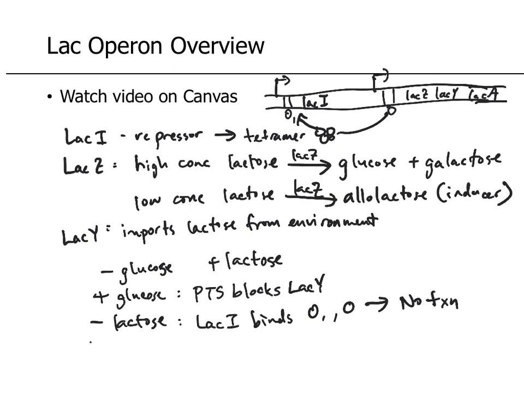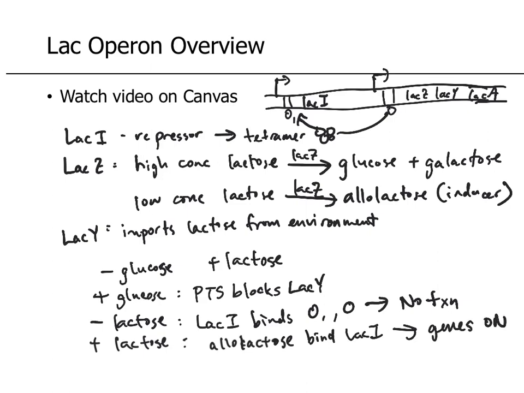But when we have lactose in the cell, so LacZ and LacY are getting made, essentially the allolactose will bind LacI, and then the genes are on. So LacI will release, and you'll get transcription of the genes.